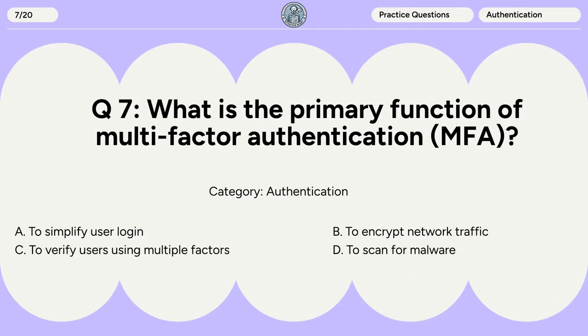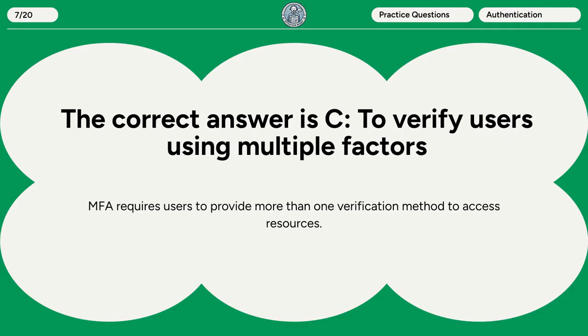Question 7. What is the primary function of multi-factor authentication? A. To simplify user login. B. To encrypt network traffic. C. To verify users using multiple factors. D. To scan for malware. The correct answer is C. To verify users using multiple factors. MFA requires users to provide more than one verification method to access resources.